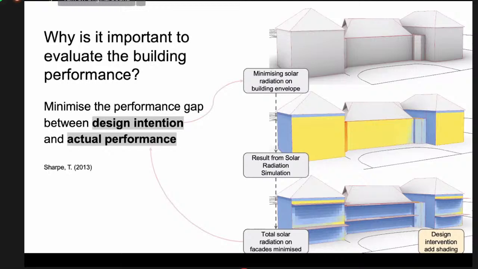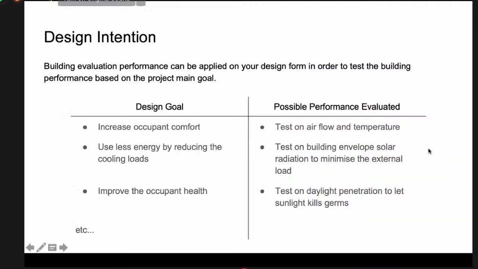So that's how the building performance evaluation can actually help us make the actual performance and design intention achieve its goal. Yeah, so you can test it first. It's not based on assumption. We utilize some tools to look at that performance, the specific performance that we really want to achieve in our design.